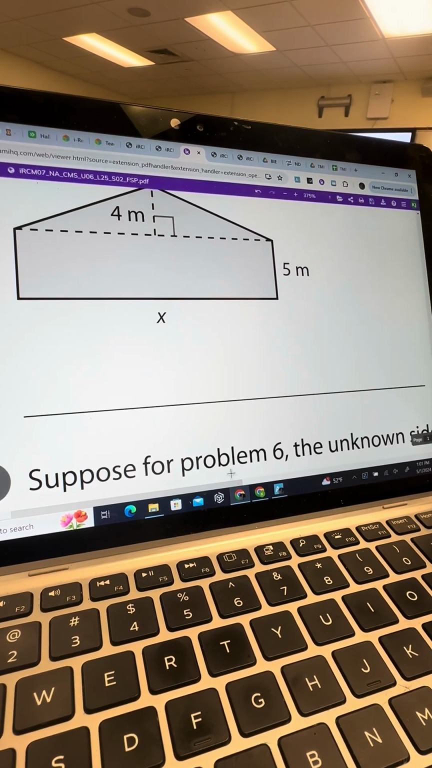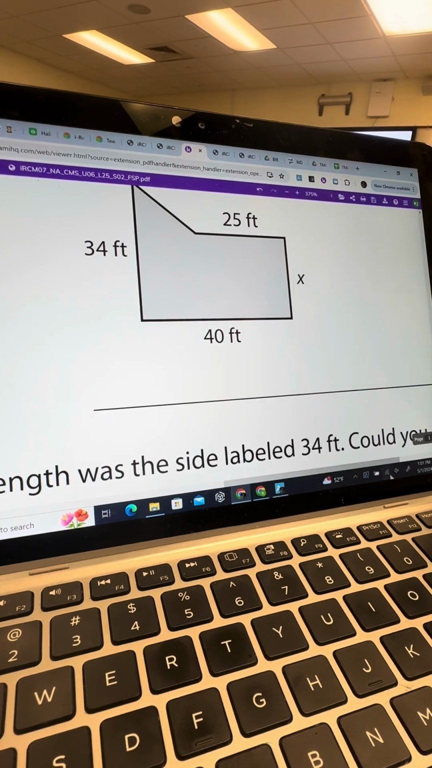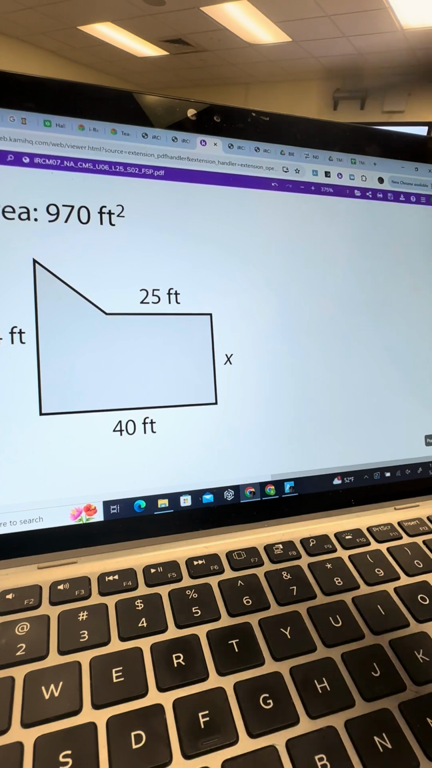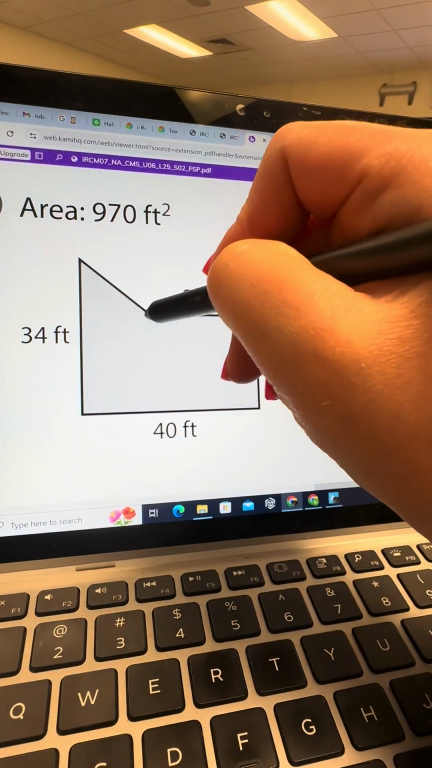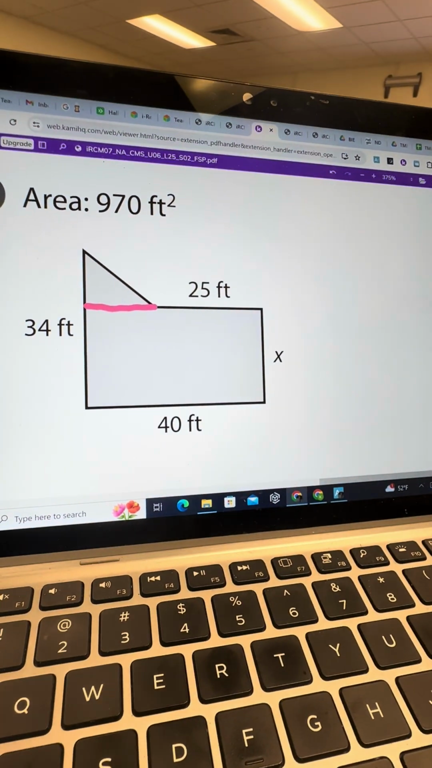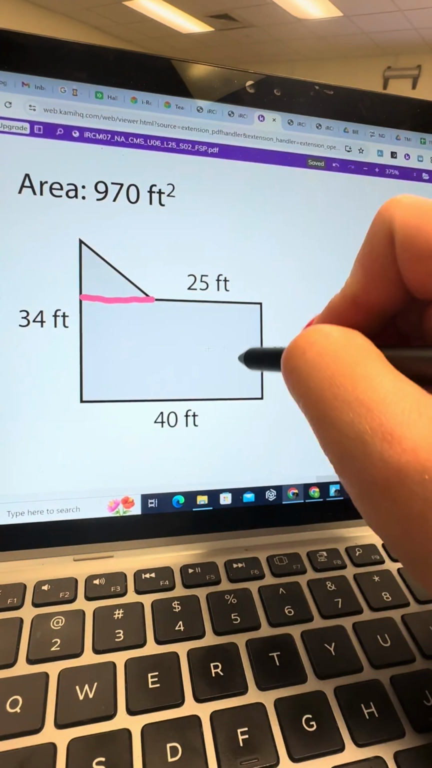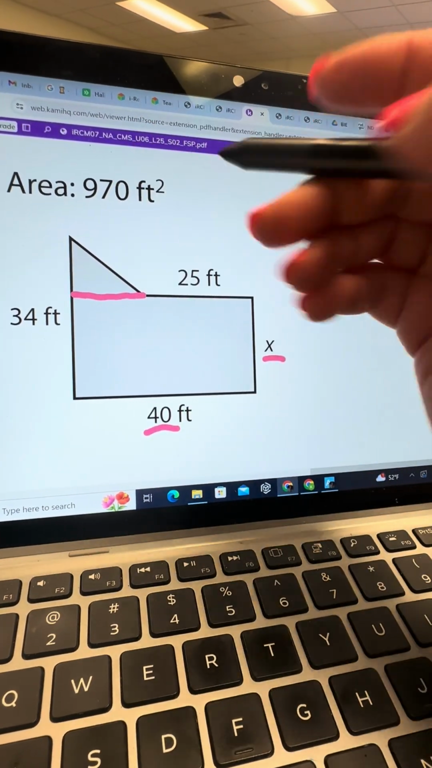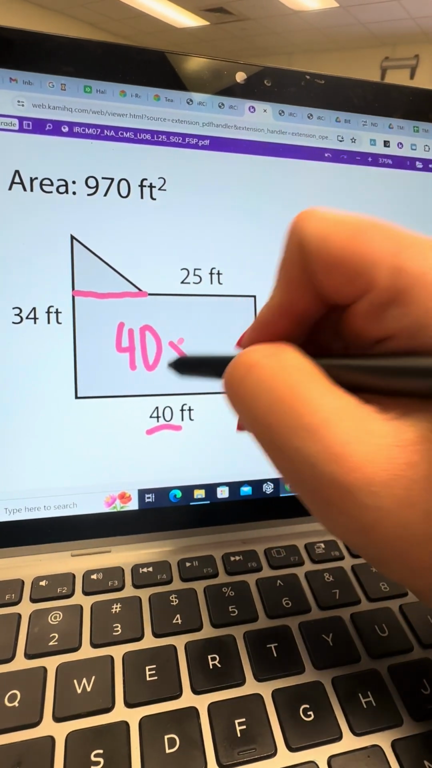Moving on, number 6 is pretty tricky, so I will do that one. So once again, we have to break this into shapes that we know. So I'm just going to go straight across. The area of this rectangle would be 40 times x, whatever x is. So 40x.